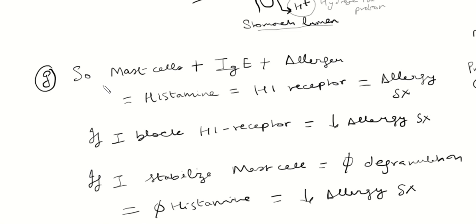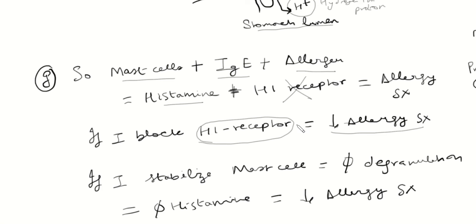So again, let's recap the physiology, because then the pharmacology will make sense. Mast cells plus IgE plus allergen gives you histamine, which acts on the H1 receptor and gives you symptoms of allergy. So if I block the H1 receptor, what would happen to the symptoms of the allergy? They're going to go away. Easy, right? I block this.